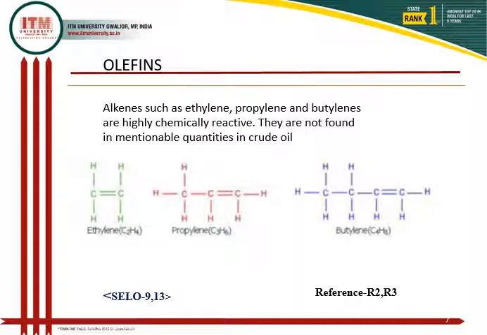So the next hydrocarbon is the olefins, having the affinity towards the oil, such as ethylene, propylene, butylenes, which are highly chemically reactive. Understood? So they are not found in mentionable quantities in the crude oil. So, unsaturated hydrocarbons.